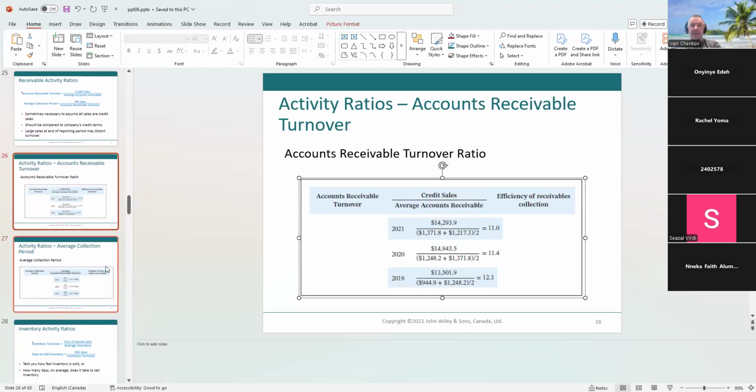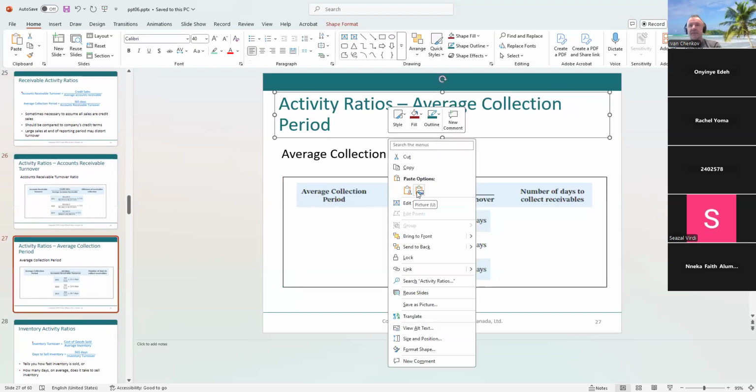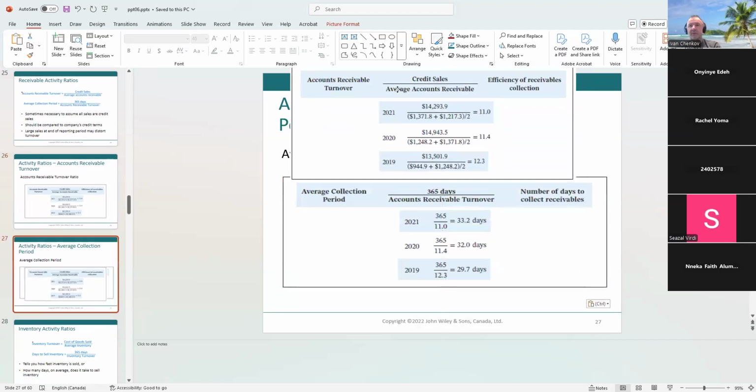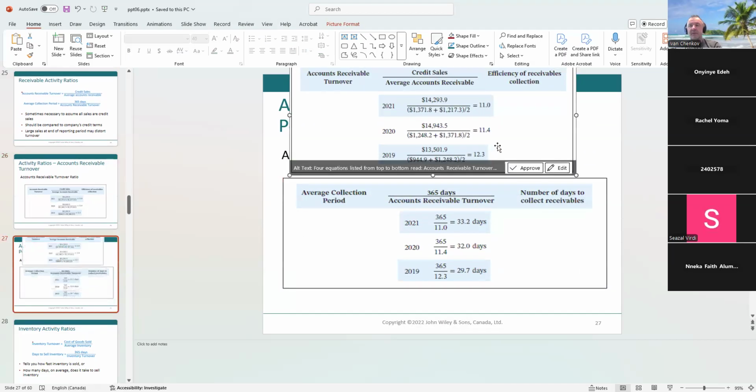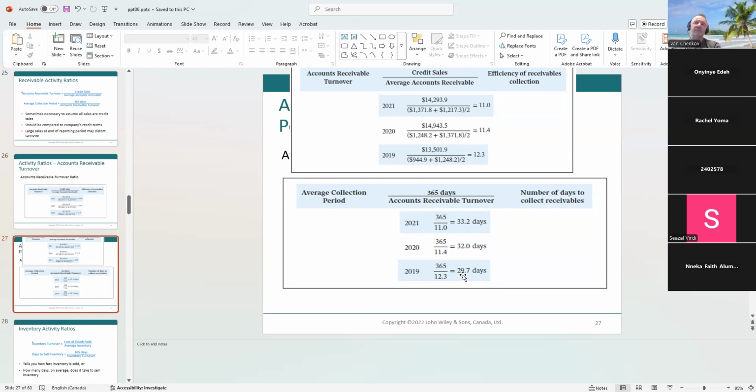As you can see here, if we put it at the same spot, so you can see it. If we have a low number, that low number translates into more days to collect your sales on credit. A high number means it takes you fewer days to collect your accounts receivable.